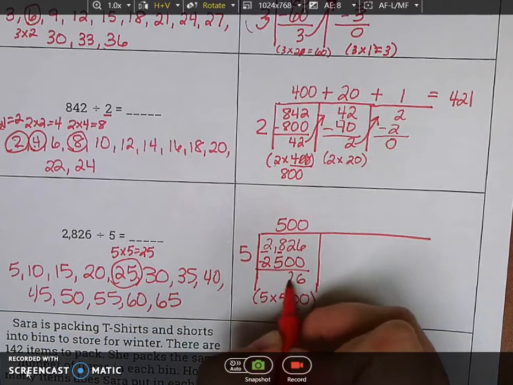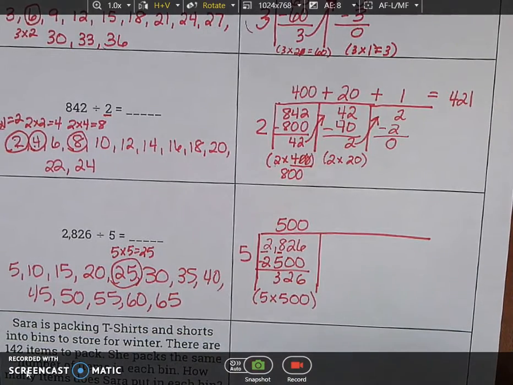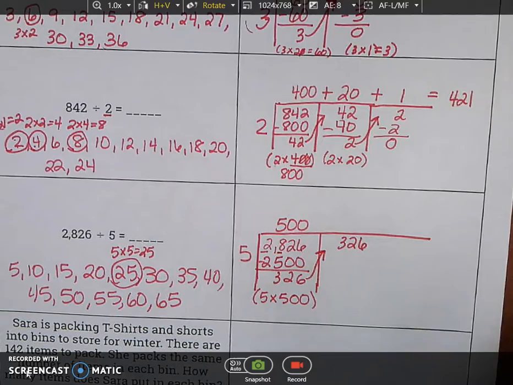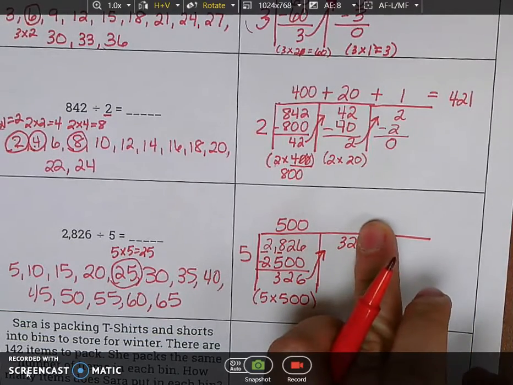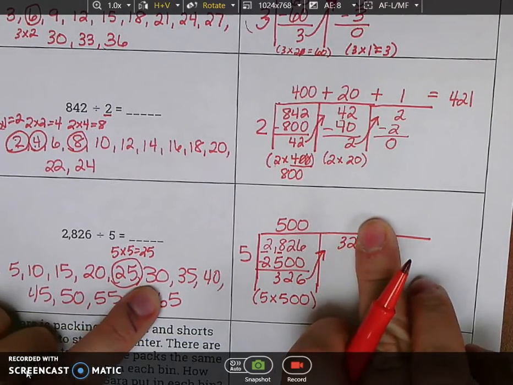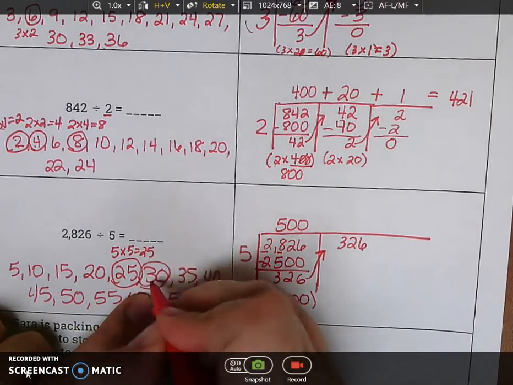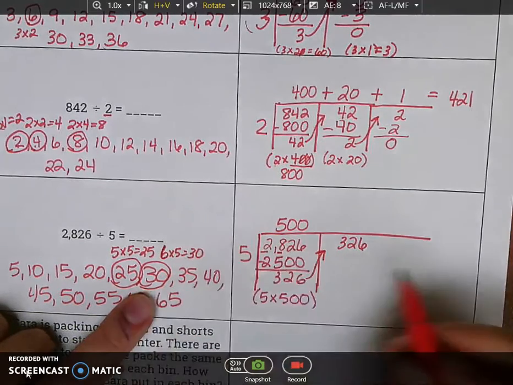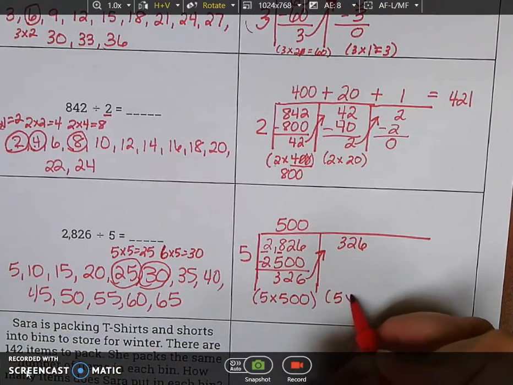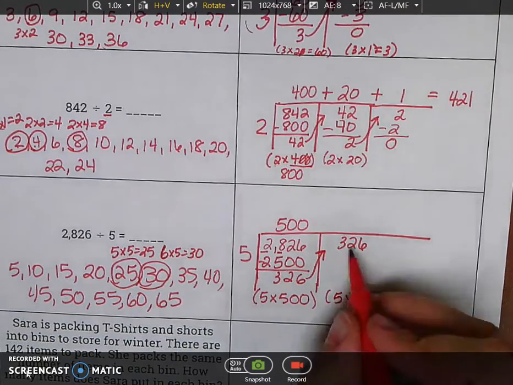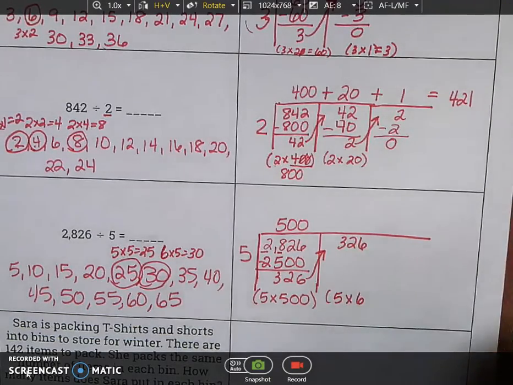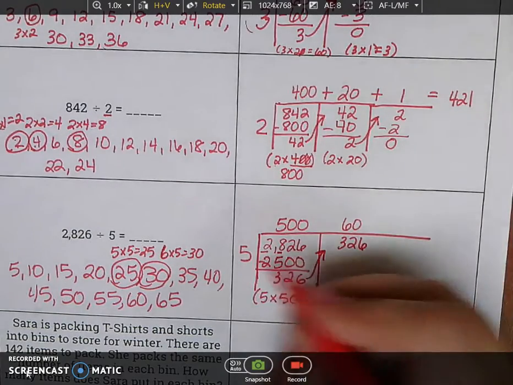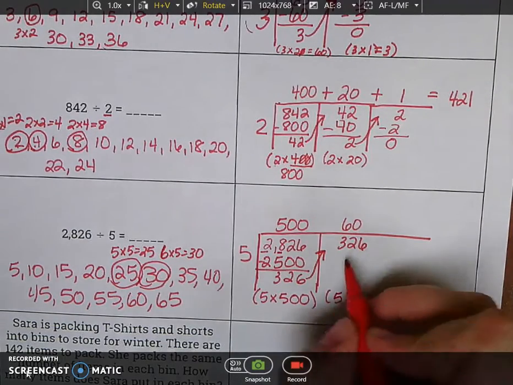Subtract. And I'm left with 326. Bring that up to the next column. How close can I get to 32 without going over? So that would be 30, and that's 6 times 5 is 30. But it's not just 6 times 5. Since the 2 is in that 10 spot, it would be 60. So 5 times 60 is 300.